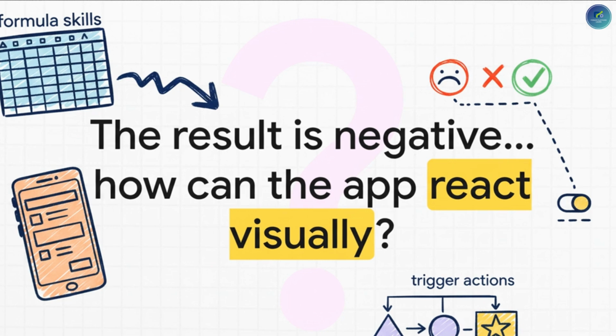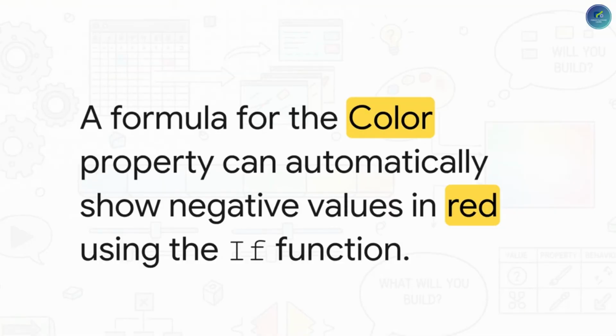What if the result is a negative number? How could we get the app to sort of react to that, to change how it looks based on its own data? Well, we can use another old friend from Excel, the if function. But look closely. We're not changing the text property anymore. This time, we're targeting the color property. The formula just checks: is the value in that label less than 0? If it is, make the color red. If not, just keep it black.